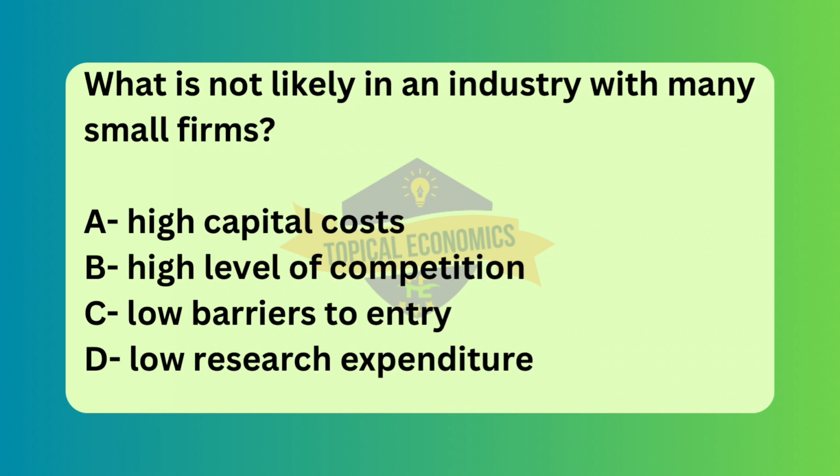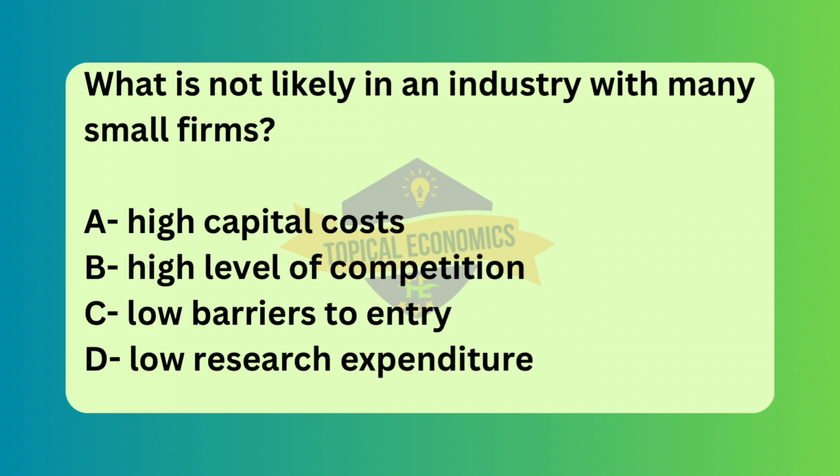Moving to 18th question. What is not likely in an industry with many small firms? A. High capital costs. B. High level of competition. C. Low barriers to entry. D. Low research expenditure. The correct answer for this question is option A.